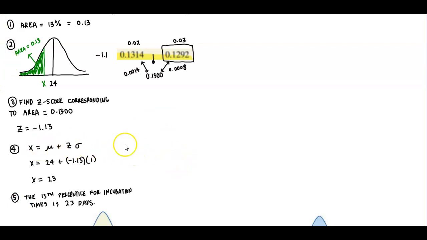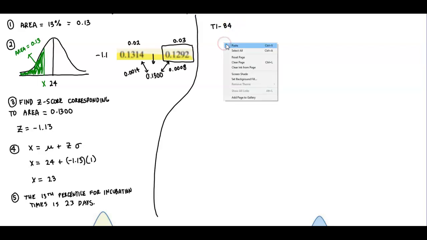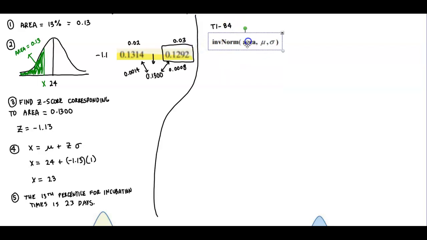Okay, now we can also solve this problem by using technology. So we're going to use now the TI calculator. So let's use the TI-84 calculator. What we're going to use is the function called inverse norm with the area, the mean, and the standard deviation. So we're going to use INV and then norm on the calculator.